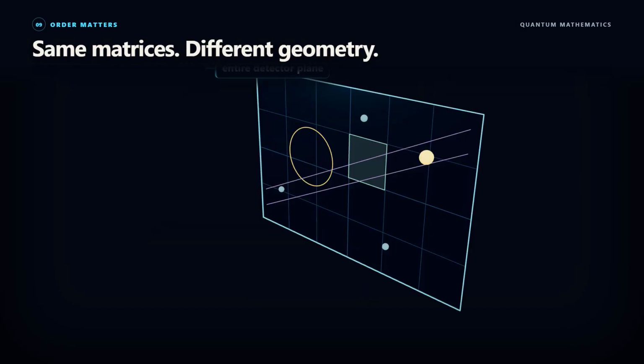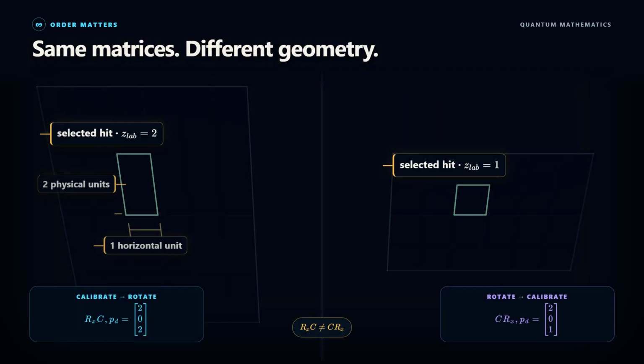Now for the trap. Matrix multiplication is generally not commutative. Swap the order and the physical story changes. On the left, C acts while the detector is still flat, doubling its local vertical spacing. Then R lifts that doubled direction into laboratory Z. On the right, R acts first.